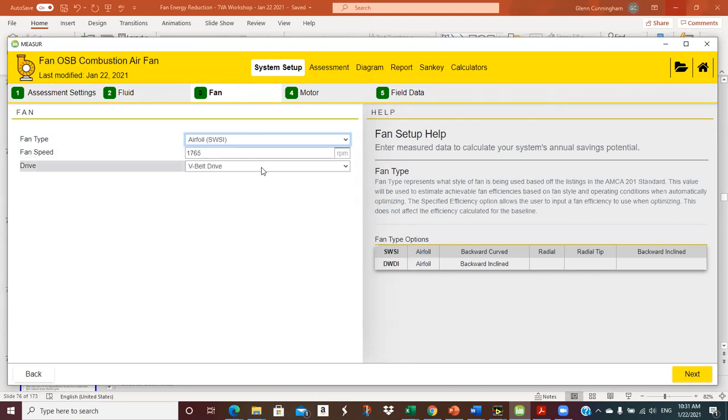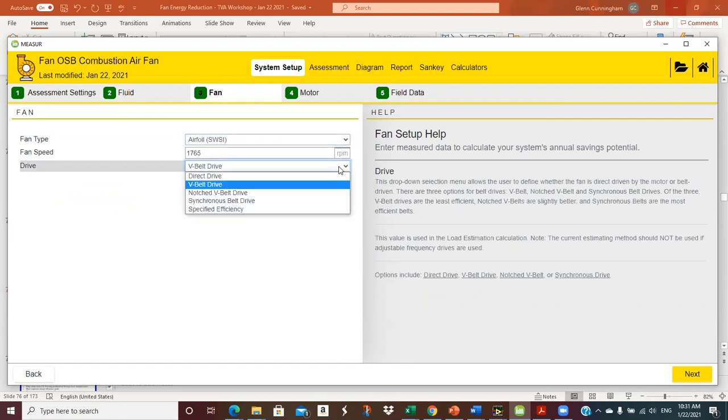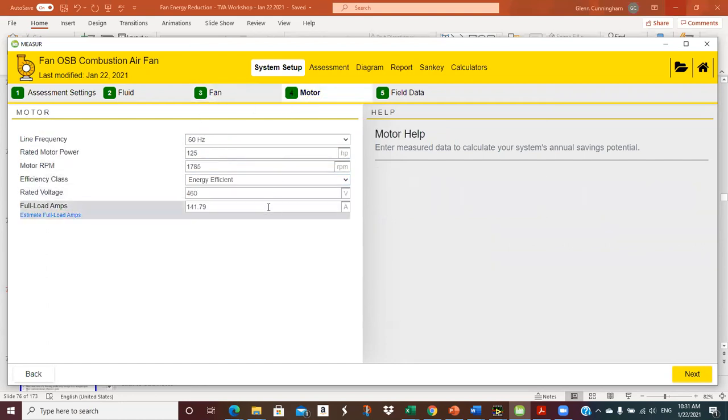The fan speed, the type of drive. So we're telling it right now we've got a V belt. It does have all these types of belts in here. Then the motor. So it's doing the same thing that FSAT did. You just have to go through all of these different pages to kind of get all the information in. So, you know, until you get used to it, you can get a little bit lost in here, but if you click around long enough, you can find all the stuff. Frequency, rated power 125, motor RPM, energy efficient class, etc. Full load amps, if you don't know, you can click on this and it'll estimate them for you, which I think is probably what I did to get that.